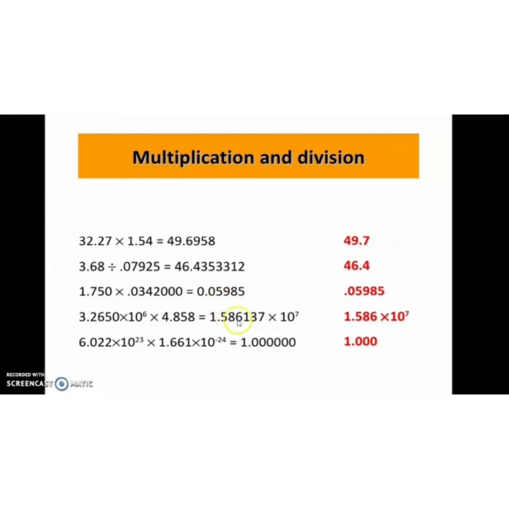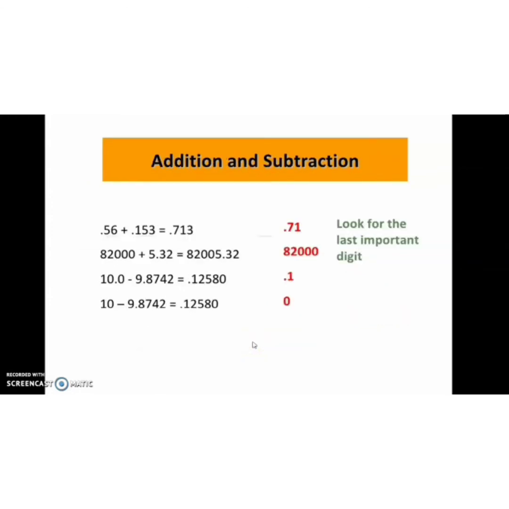Here, 1.586. Just drop the other digits because it is less than 5. Addition and subtraction also work like this. Look for the last important digit. 3 is less than 5, so write it as 0.71. 0.32 is also lesser, so write it as 82,000.